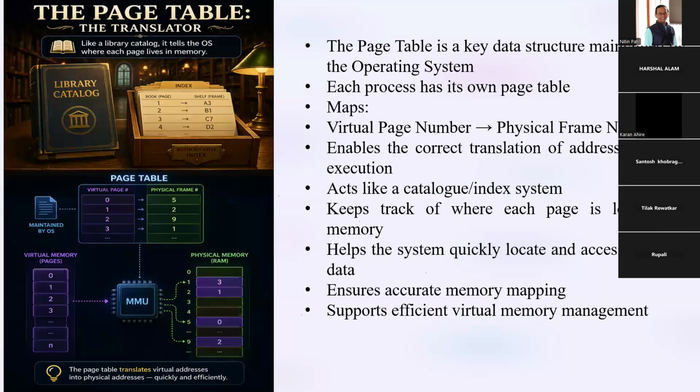So whenever the MMU needs to translate an address, it consults the page table, finds the correct frame, and completes the process instantly. In short, the page table is the decision maker that connects virtual memory to real memory. Now let us consider two scenarios.